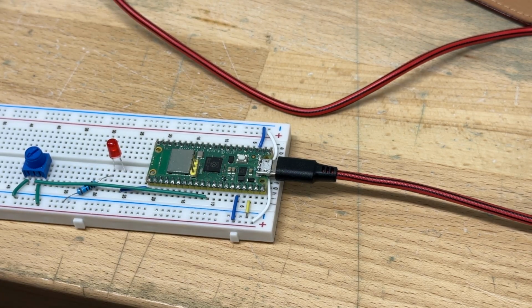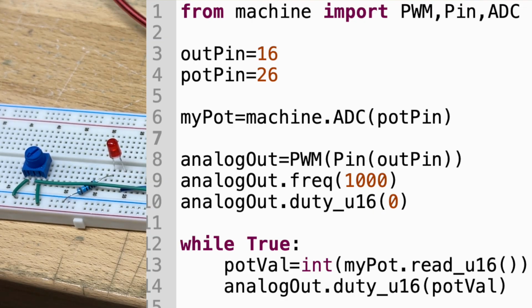So basically we want to make a dimmer switch here, but it's not like a standard dimmer switch. I'm going to call this a digital dimmer switch. So let's take a look at the code real quick. From machine import, we're going to need PWM driving this LED. We're going to need Pin for the LED as well. And then we're going to need ADC for the analog digital converter reading the center pin of the potentiometer.